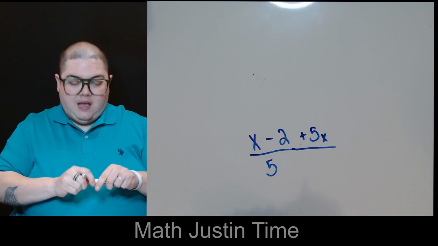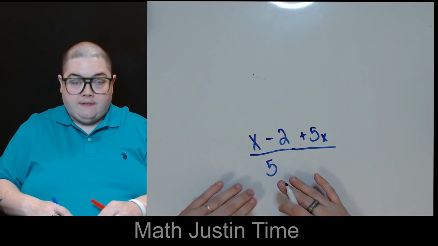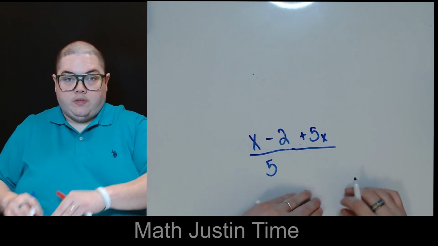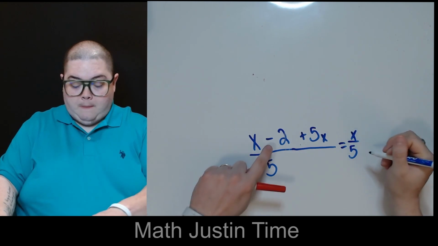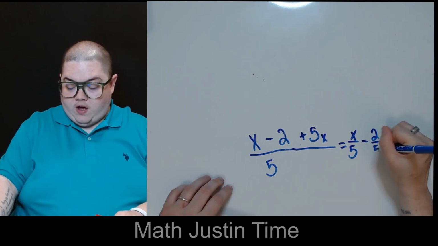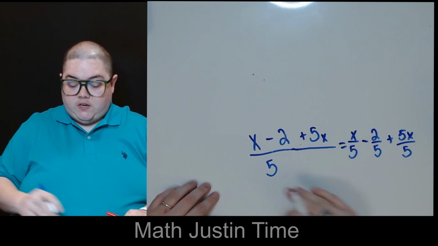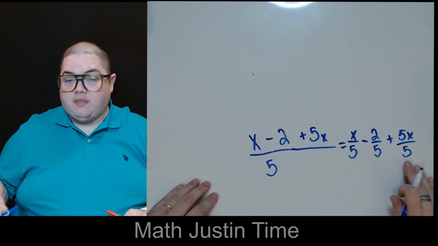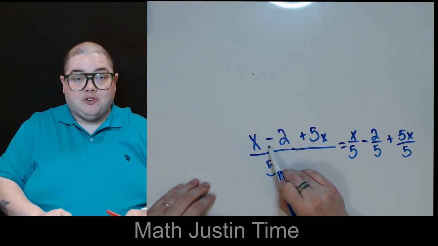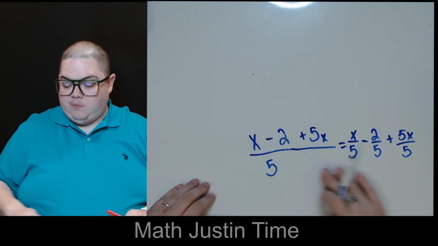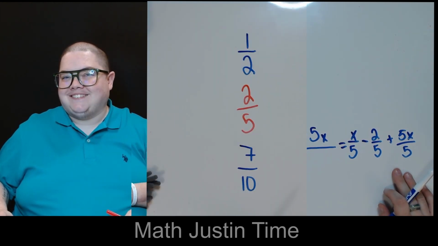But it might be important. And I think it's important to see it so that you can make sense of it a little bit more. If it's on the denominator, it has to go with each thing. So this is going to be equal to x over 5 minus 2 over 5 plus 5x over 5. So you have to make sure that the denominator goes with each part, however many parts there are. And they're always either added or subtracted depending on what you see up here. But this is advanced. This is further advanced, and you'll get to it, don't worry.